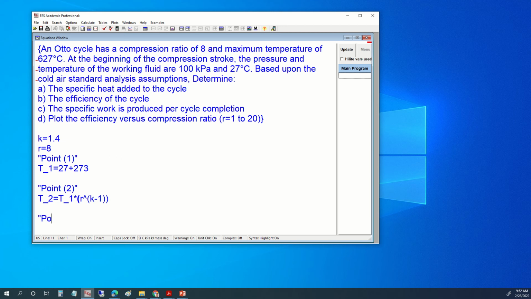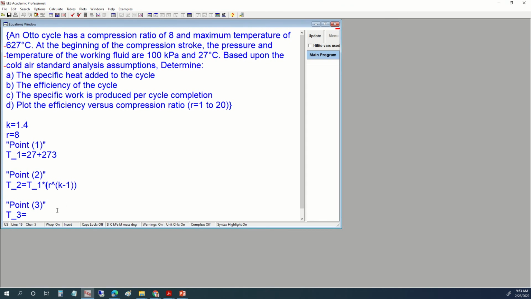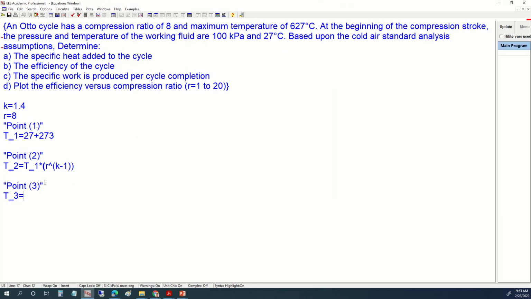Now point 3, it was given in the problem, which is T3 in the example. T3 is equal to, if you read the problem, 627 plus 273, so we can write it in Kelvin. And finally, point 4. Note the notation I put in the beginning and at the end just to make this text.